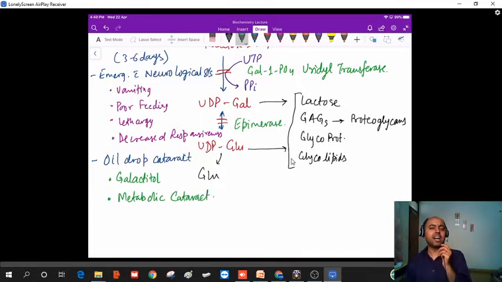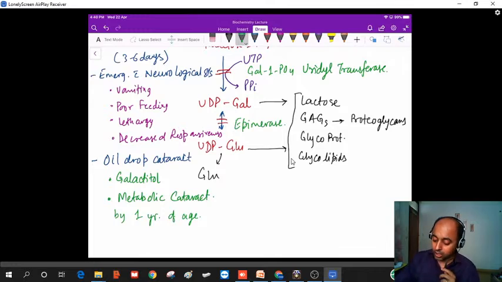It may present at birth or may appear by 1 year of age, but by 1 year of age, in almost all patients, you will find this oil drop cataract.